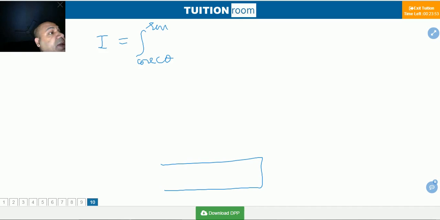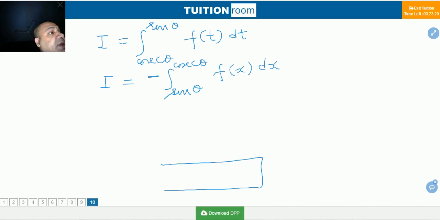the integral from cosec theta to sine theta of f(t) dt. If you want to interchange the limits, then one minus sign will appear, as I have told you in the properties of definite integral. And the integration variable can be interchanged. I have told you that if the limits are there, then the integration variable can be interchanged.